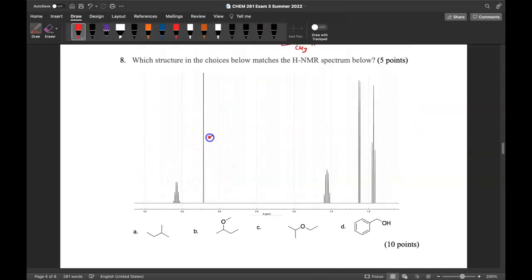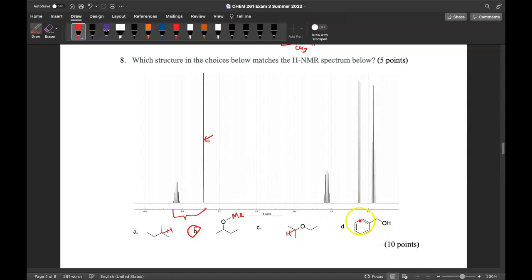So I see a singlet. I look here to see who has a singlet. This has no singlet in there because all these carbons have neighboring carbons with hydrogens. This is possible because that's a methyl group, and because it's bonded to an oxygen, it should show up around here. This is most likely. Here there is no singlet. All these hydrogens have neighbors. They will be split.